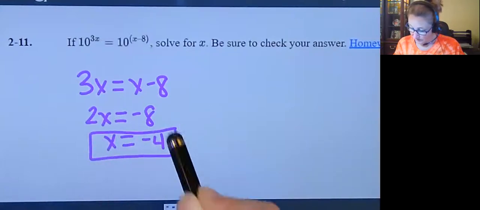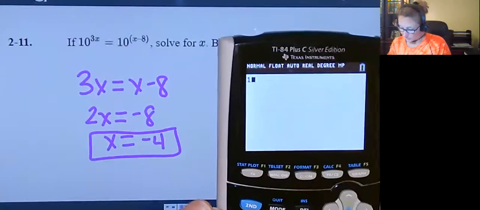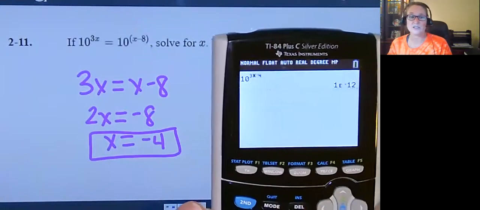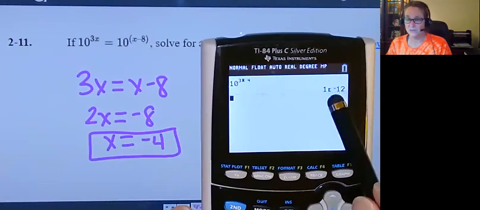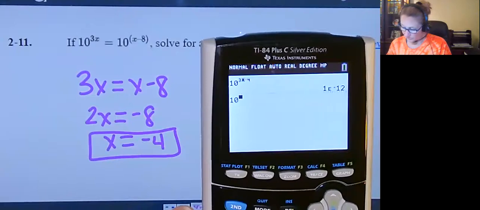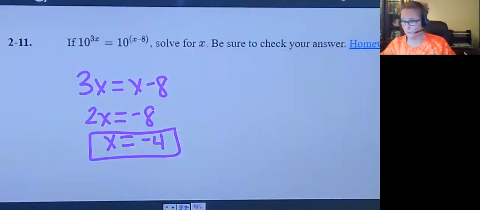And that's my answer. Now, if I want to check my answer here, if I was to take 10 raised to the 3 times negative 4, you see I get this answer. This E means scientific notation. It means times 10 to the negative 12th. And then let me take 10 raised to the power negative 4 minus 8. And you see I got the same answer. So that's your answer. Hopefully this is helpful.